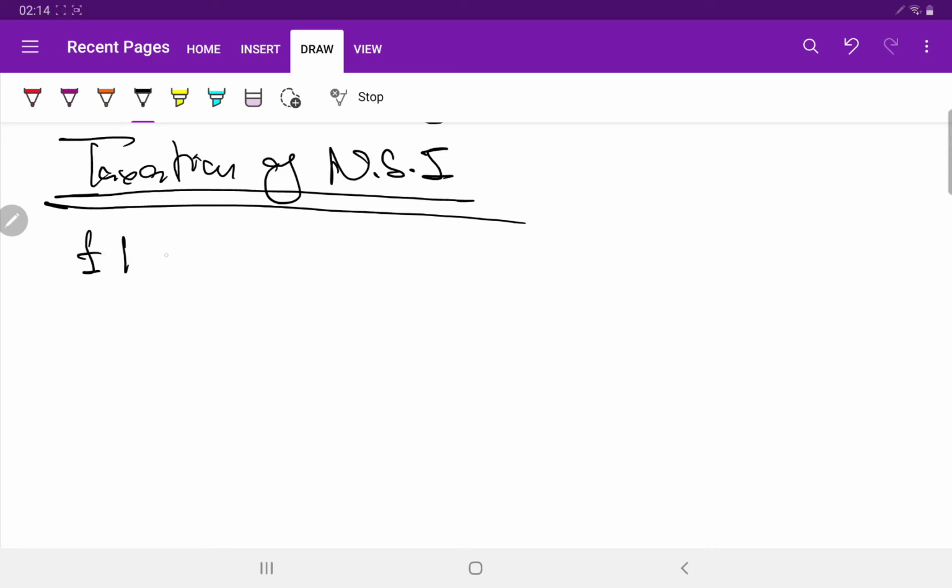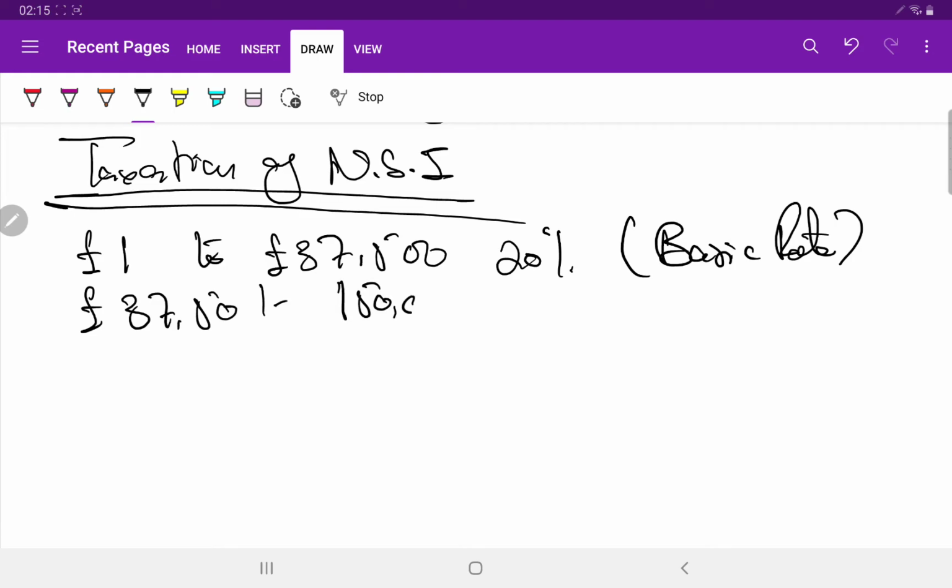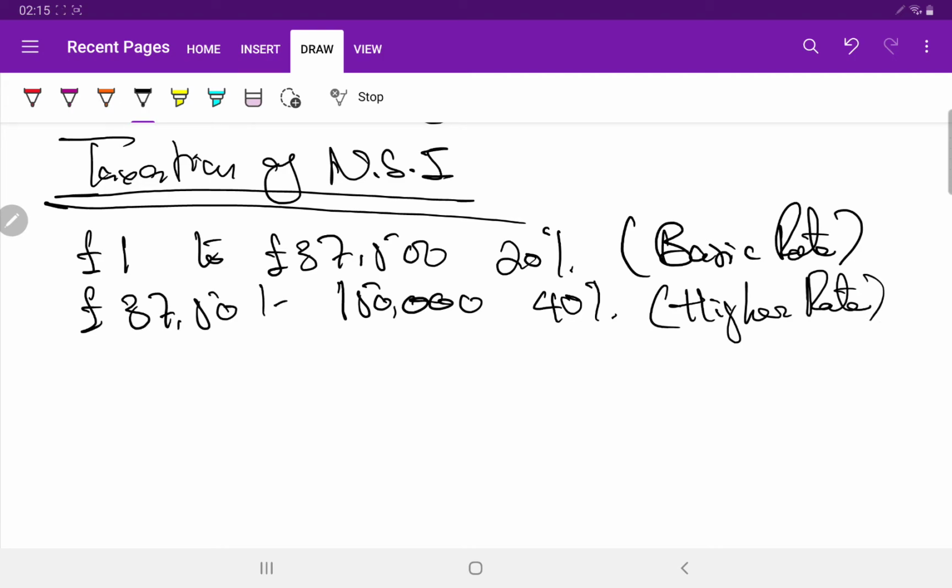So from £1 to £37,500, the tax rate is 20%, and this is our basic rate. Number two, £37,501 to £150,000 is 40%, and that is the higher rate. Number three, £150,001 plus is 45%, and that is the additional rate.